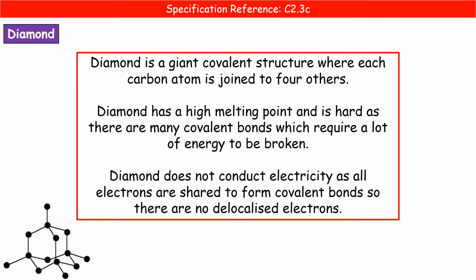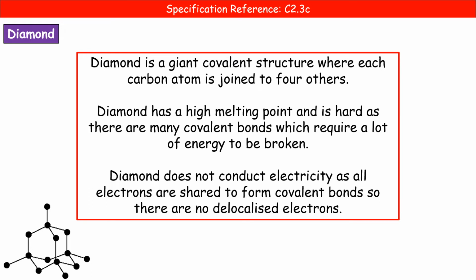What that means is we get some very distinctive properties about diamond. The first is that it's got a very high melting point and it's very hard. And the reason for those is that it's got a large number of covalent bonds, and in order to break those covalent bonds, we need a lot of energy. So if ever you see a question that says, why does this substance have a high melting point? Then it's got a large number of covalent bonds, or many covalent bonds, which require a lot of energy to be broken. So make sure you've got those 2 parts to it, many covalent bonds, and then follow it up with they need a lot of energy to break.